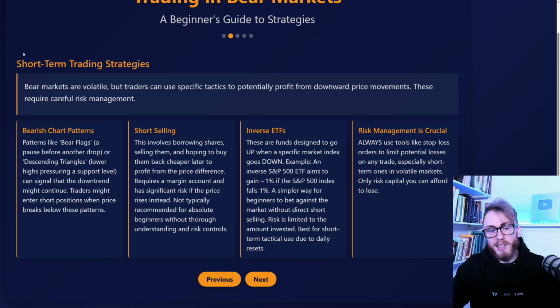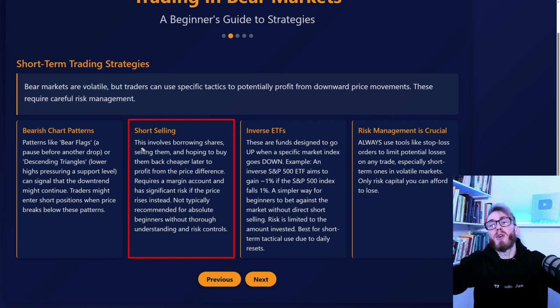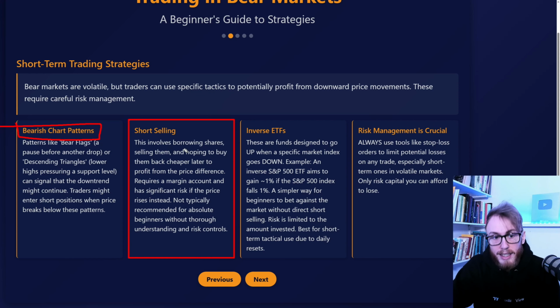But all right, so now let's take a look at the other trading strategies. The next thing I want to talk about is short selling. And this is not really a trading strategy, but this is basically the principle that we use when we, for example, trade bearish chart patterns. Short selling basically involves borrowing shares, selling them, and hoping to buy back the stocks later on.